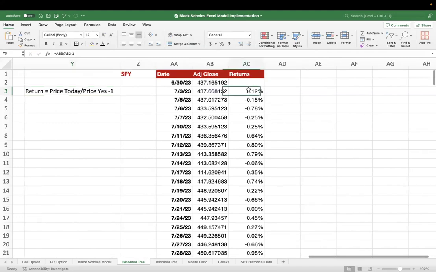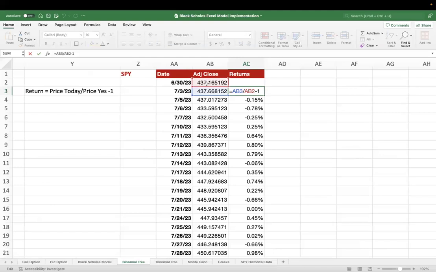So if you see here, the price today, 7/3/2023, is 437.668. And the price yesterday is 437.165. So that's how we'll calculate the return.